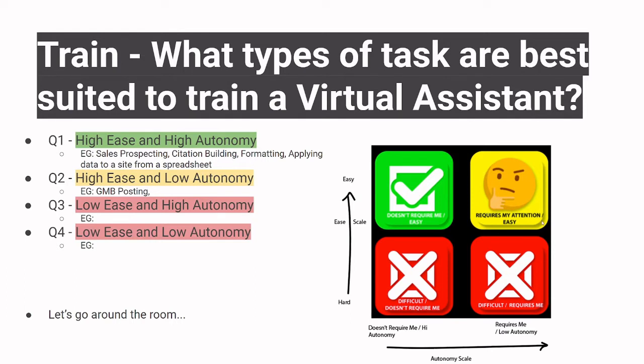Jacob, Ekaterina, let me know what is something in your business that doesn't require either of you. You don't care who it is. So let's actually go to Jacob's business in Q1. I want you to think out loud. What are some things that I haven't mentioned here that would be high ease and high autonomy in this category?